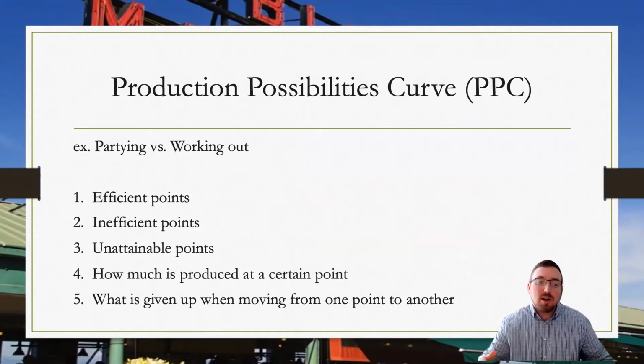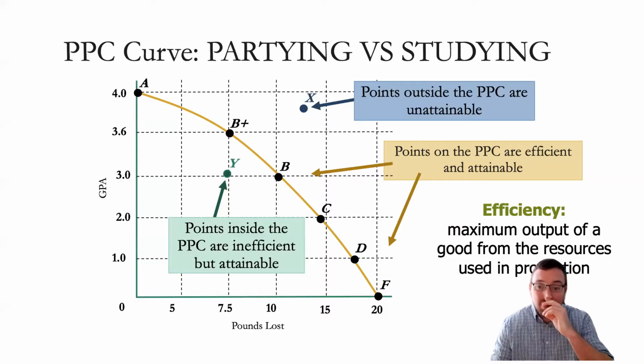But let's talk about what we talked about already. Use this example. Let's point out the efficient points, inefficient points, unattainable points. Let's look at how much is being produced at each point and the opportunity cost. Okay, so let's look at our points here. You see our PPC curve, our production possibilities curve, and we're looking at partying versus studying. We're going to walk through this, so if you're a little bit confused, don't worry.